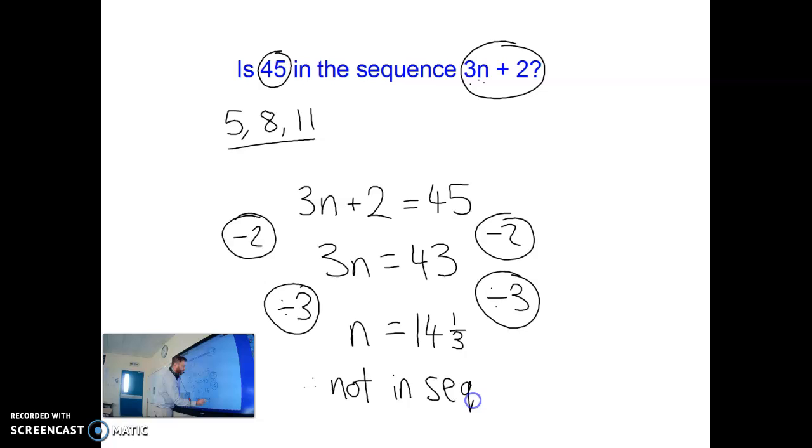Okay? So the key thing there was that we set up an equation, we took the nth term and made it equal to this, and then we tried to solve it. Let's look at another example.